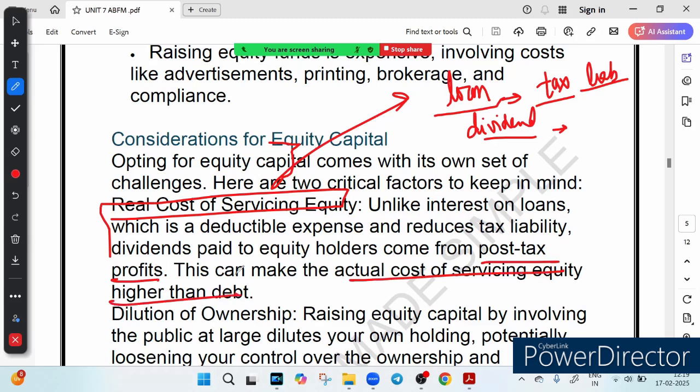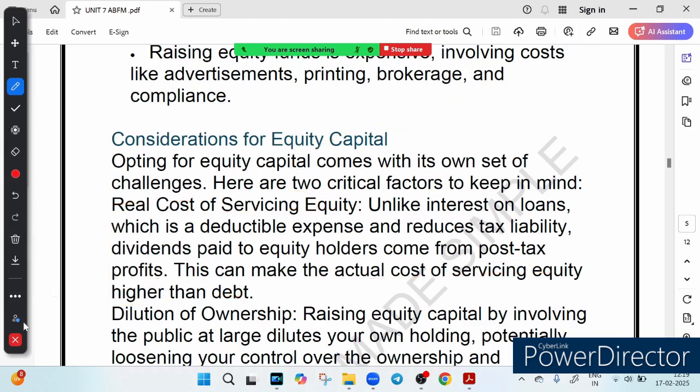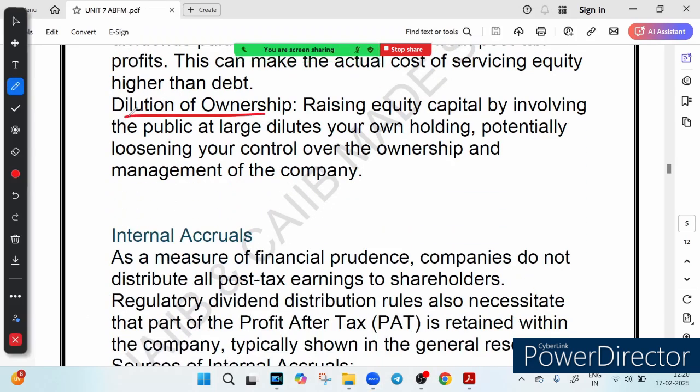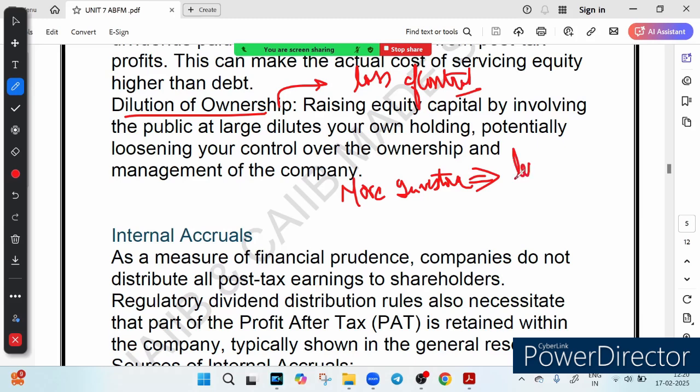Now there is another disadvantage, which is called dilution of ownership, which means loss of control. So what does loss of control mean? It means that more investors mean less personal control. Obviously if there are more investors, they have the control. We talked about the voting right which is given to the investors, the shareholders. We know what voting right is. So if there are more investors, it simply means there is less personal control over the business. Raising equity means sharing decision-making power with more and more people.